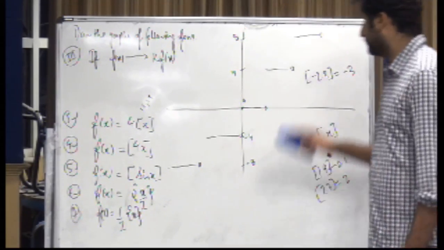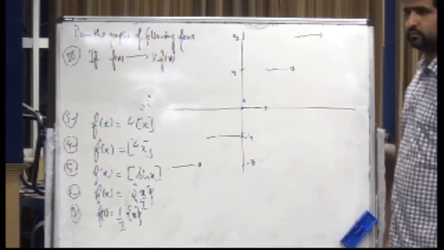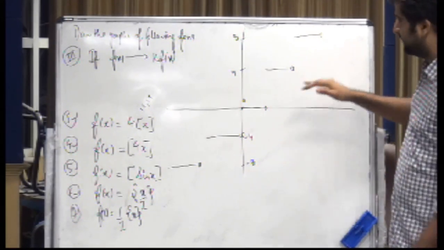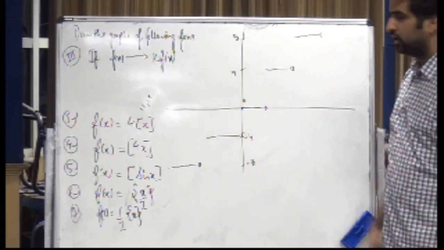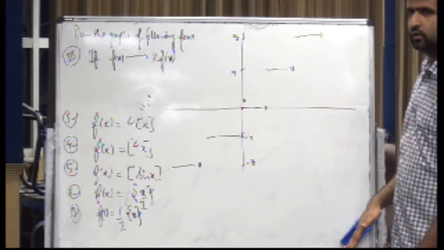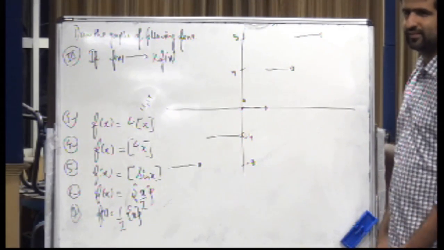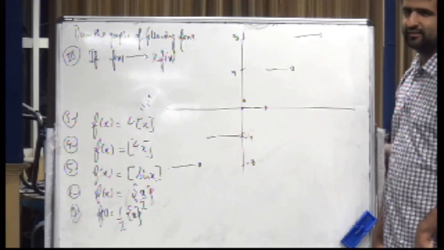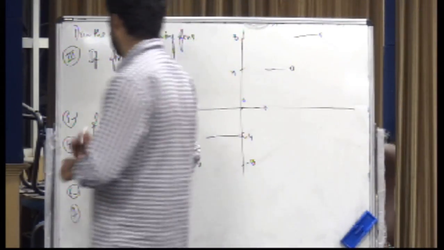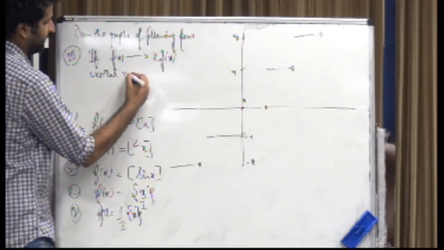So in case of 4 times fractional part of x, this becomes like this. If you remember, the graph was going like this, but it has been magnified. So this will be vertical magnification. Lateral, what do you mean by lateral? Vertical, horizontal is okay. So this results in vertical magnification.